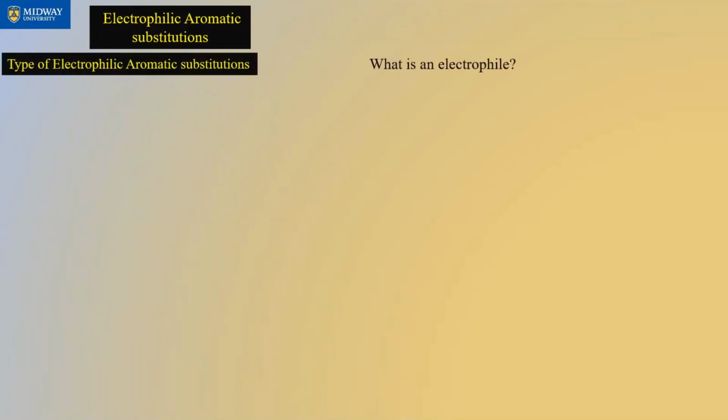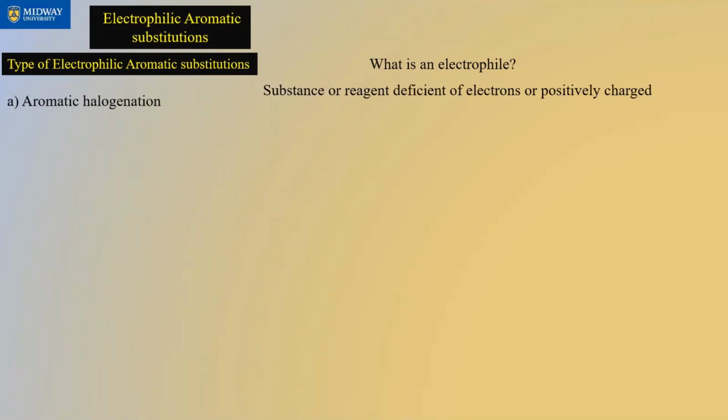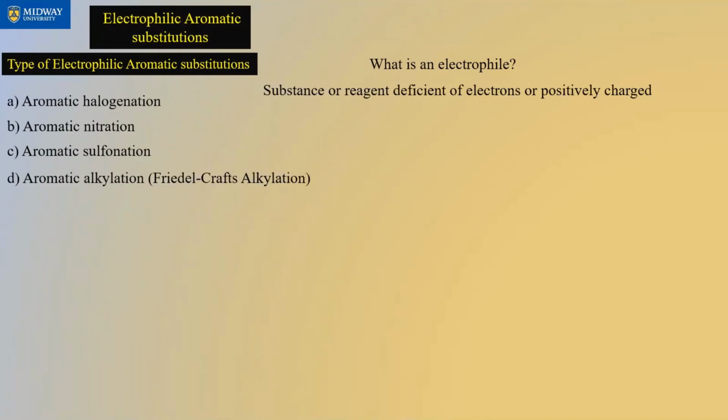An electrophile is just a substance or reagent that's deficient of electrons, or it's usually positively charged. I do not know of too many neutral electrophiles, but electrophiles are typically positively charged. Okay, and we're going to look at 5 reactions under this category.